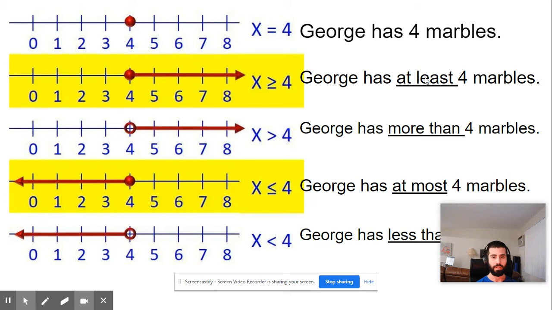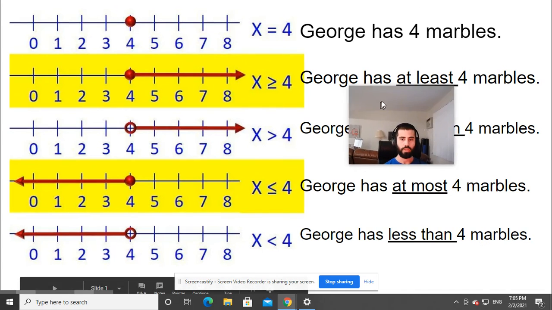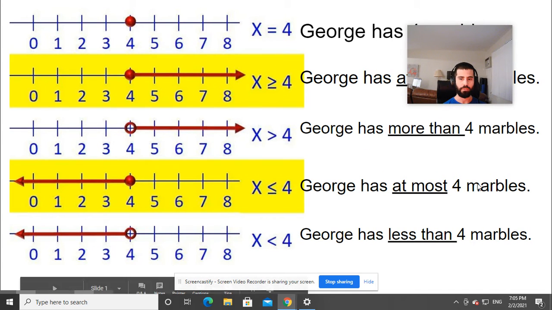And this one above here, when it's at least, the circle is closed because he can have just 4. That's what the word at least means. 4 or more marbles. Now this next one, George has at most 4 marbles. X is less than or equal to 4.